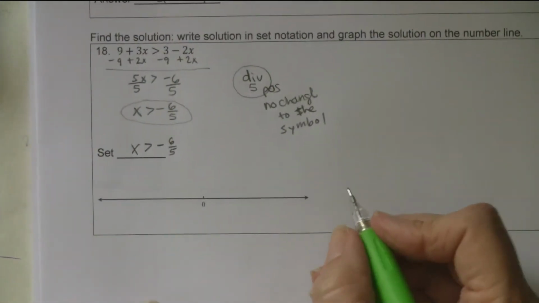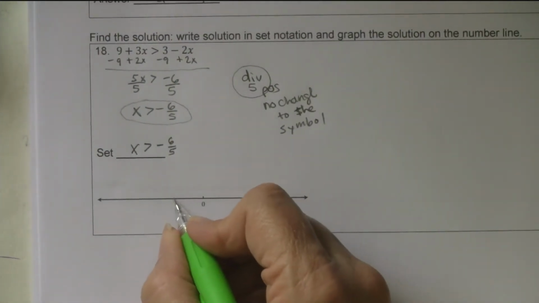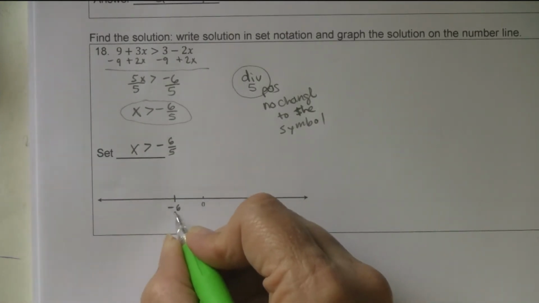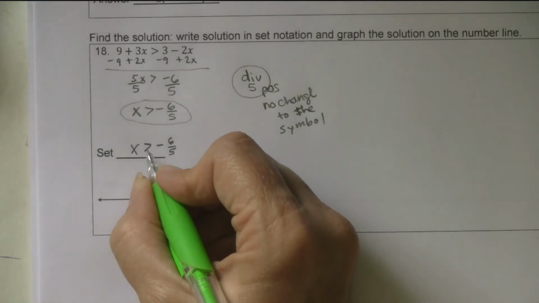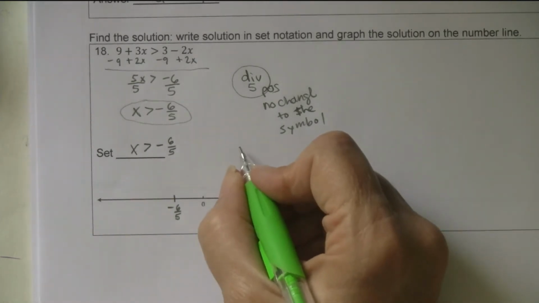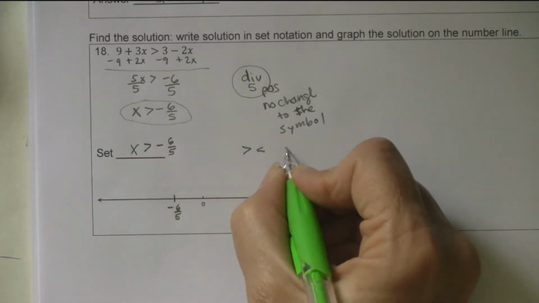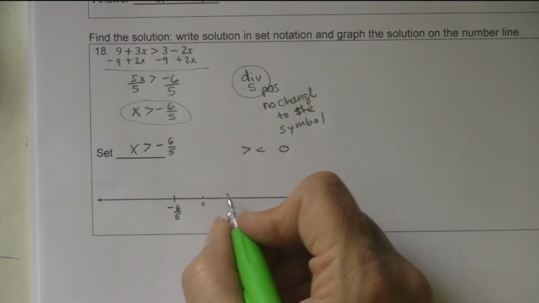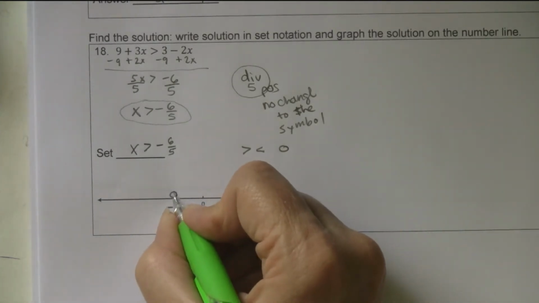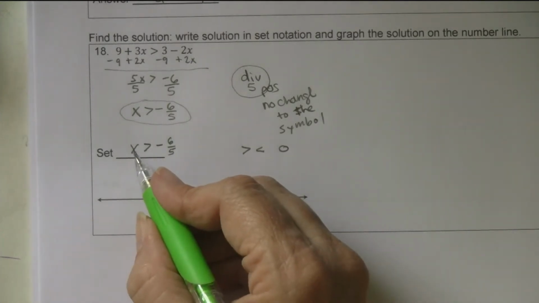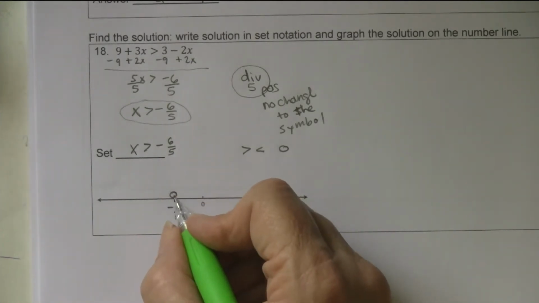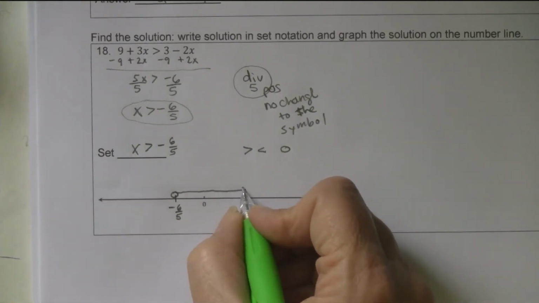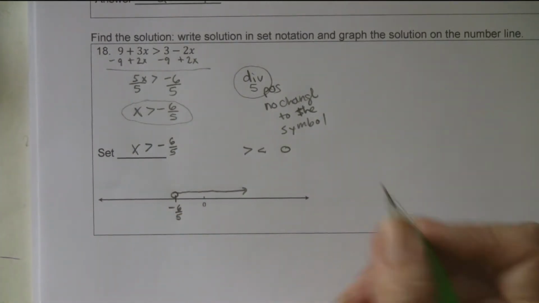Now they want me to put this on my number line. And so here's 0. So negative is over here. Negative 6 over 5. Because it's inequality and not equals, you use an open circle to show that it doesn't include negative 6 over 5. So I use an open circle. And my solutions are bigger than, not including negative 6 over 5, but bigger than. And the bigger thans are this way. So there's my graph of it.